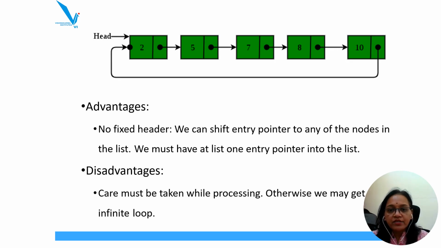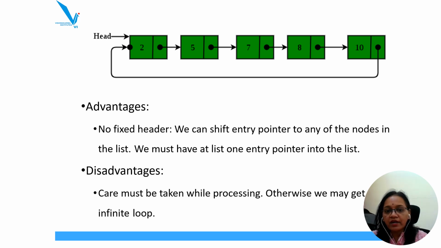So what are the advantages and disadvantages? So, no fixed header, right? In the circular linked list, we can't claim that this is the first node or a header. So we can shift the entry pointer to any other node, right? Suppose right now the head is pointing to this. We say this is head, but we can say 5 can also be the head, or 7 can also be the head, because there is no beginning, no end.